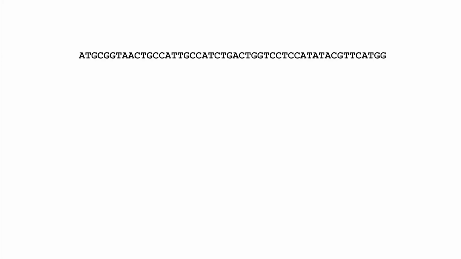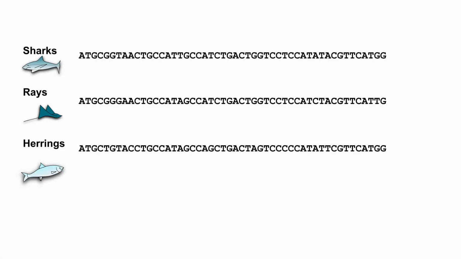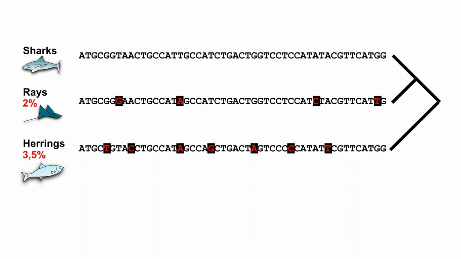Take this as the section of such a gene from a shark, a DNA molecule of 50 building blocks. To find out about relationships among fish, we should first determine the composition, the sequence of this DNA molecule in other fish species, like this. Then we have to look for differences between the sequences of building blocks. In our example, the molecules from rays show 2% deviation from the shark molecule, while herring show 3.5%. Therefore, rays would be related more closely to sharks than herrings.